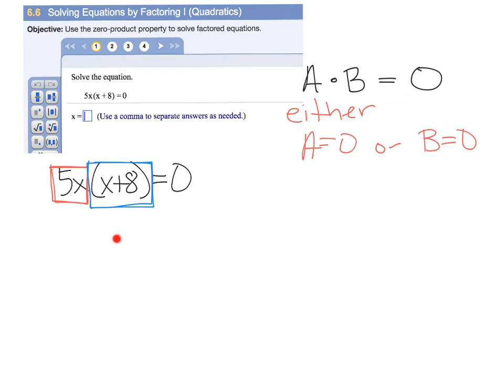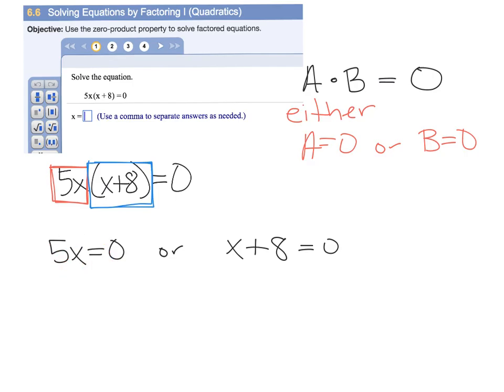So going back over here, since we know that 5x is a number, times x plus 8, which is a number, and multiplying these two numbers equals 0, that tells us either 5x is equal to 0 or x plus 8 is equal to 0. It means one of these guys is equal to 0 or both. So now we're going to solve the equation.